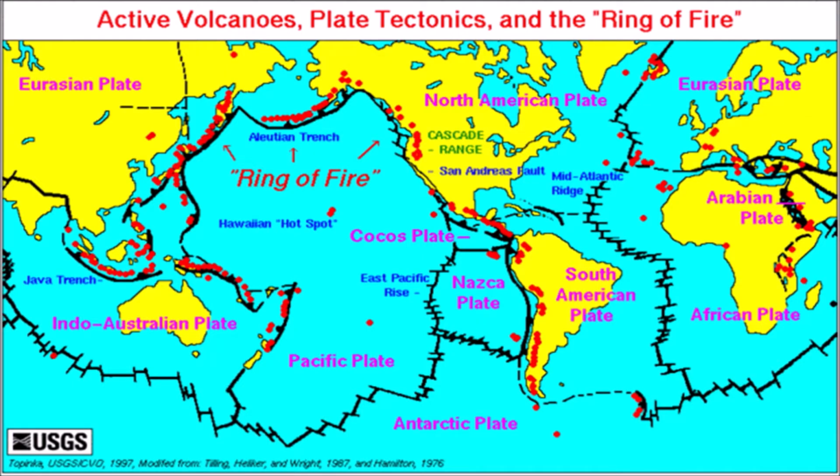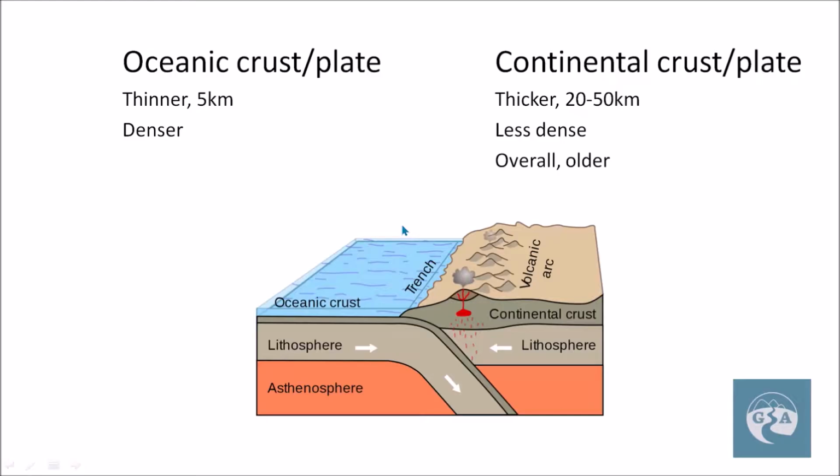It's not one solid piece, and it's continuously changing. So this, for instance, shows all the active volcanoes around the world, and it shows them on the edges of different plates. So it's crucial to understand how these plates interact with each other to understand the distribution of earthquakes and volcanoes. It's important to point out as well that we have two types of crust. We have the oceanic crust and we have the continental crust. The continental crust is thicker and less dense and older, and the oceanic crust is thinner and denser, meaning that it's heavier. So keep that in mind and make sure you have all that information down before moving on.